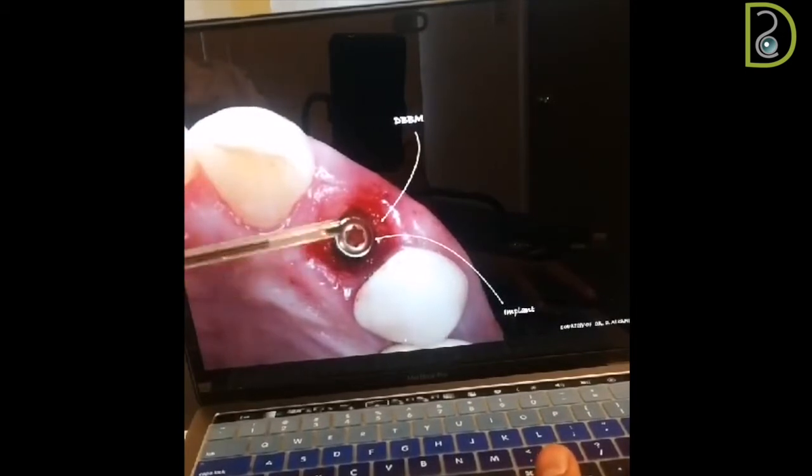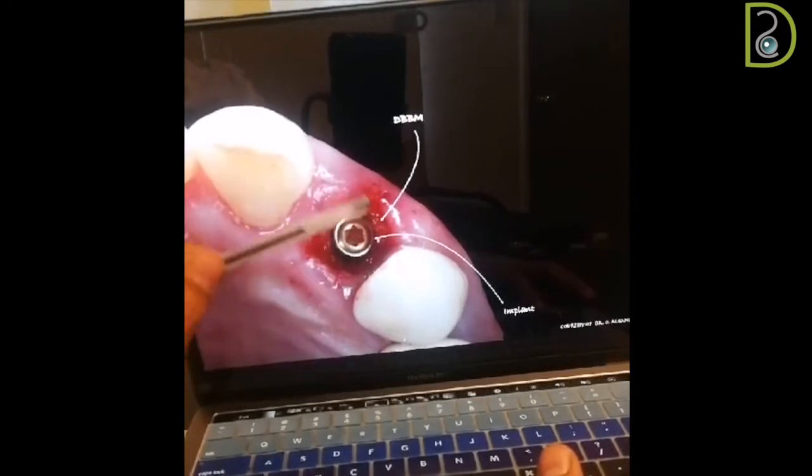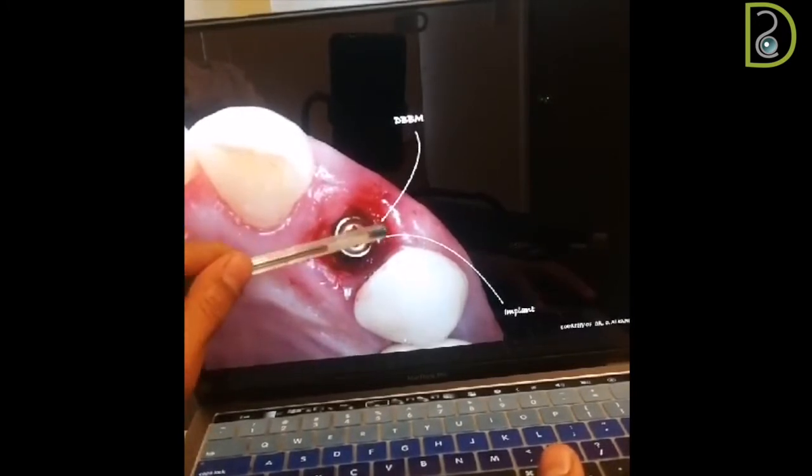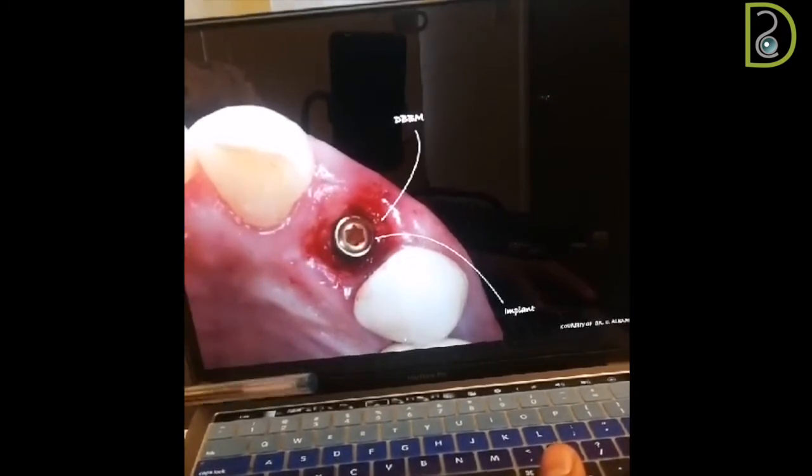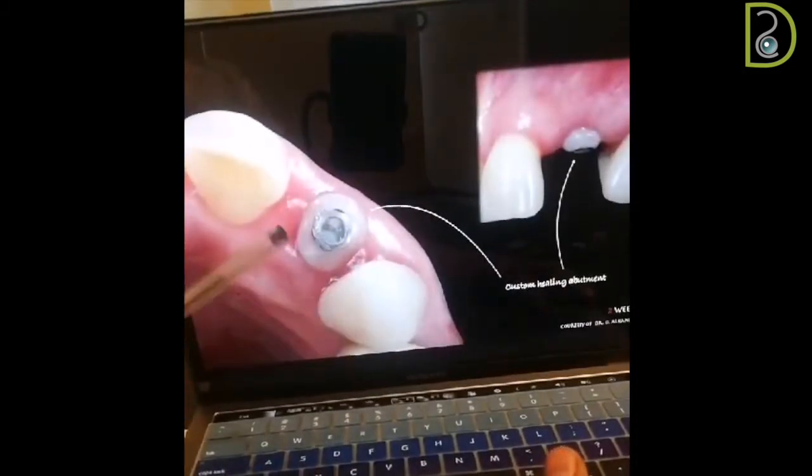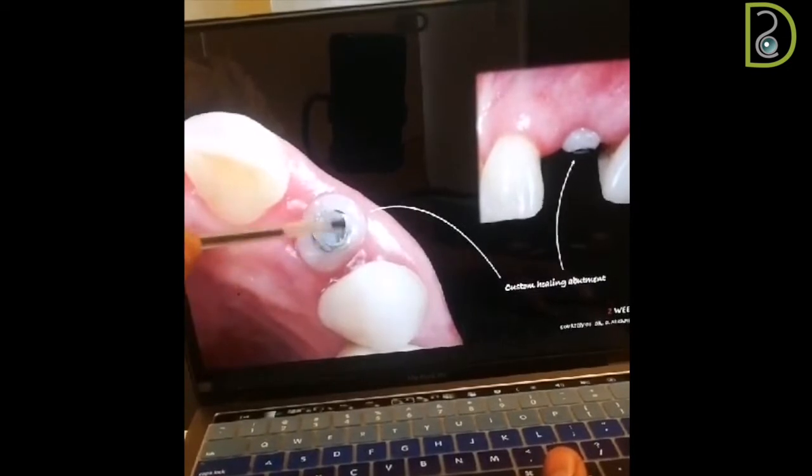The implant was placed with the same protocol and similar to our plan, and the buccal gap was filled again with the xenograft material. In this case, we actually had good primary stability. However, because we were conducting a couple of case series, we decided to use a custom healing abutment to see how predictable this technique is.